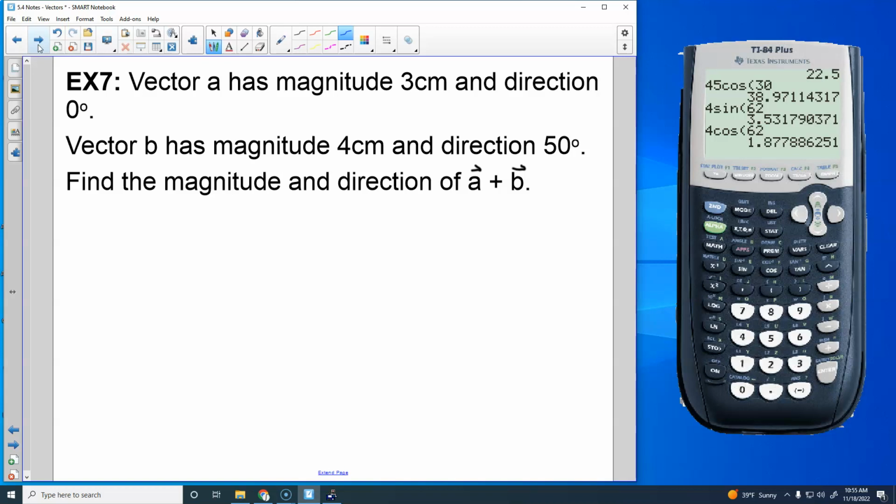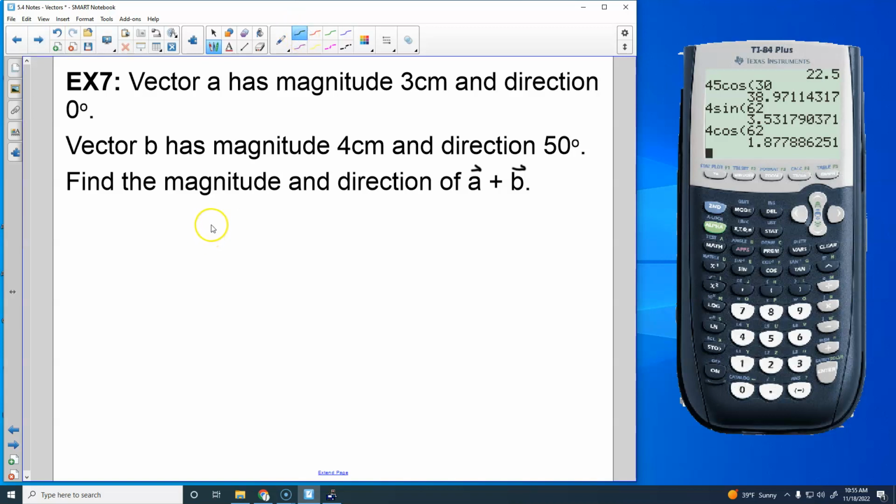All right. This is another naked problem. No context. This is just a practice sort of problem. So we've got a magnitude of 3, direction of 0, and then a magnitude of 50, and we need to find the magnitude and direction of the two added together. This one's going to be a little bit different than the ones we've done so far because these two are not at 90-degree angles to each other. So the problem is going to be a little bit different.